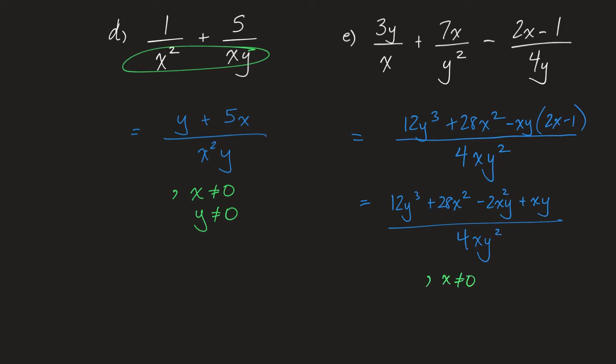X can't equal 0 or else the first denominator is 0, therefore undefined. And y cannot equal 0 because then the second or the third fraction would both be undefined. Okay, hopefully pretty straightforward. We're going to keep building. Okay, here comes the next ones.